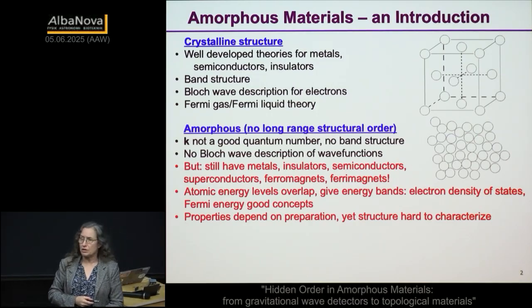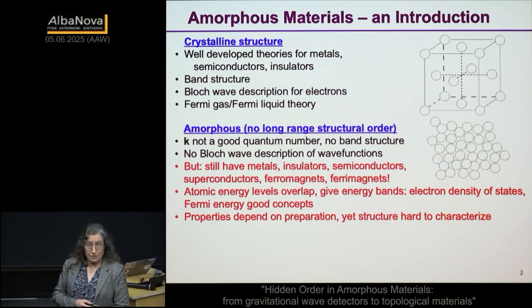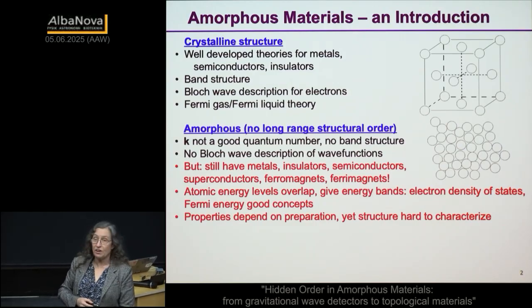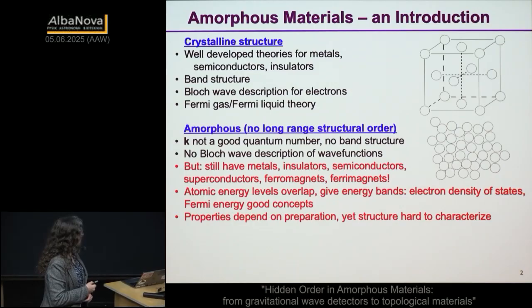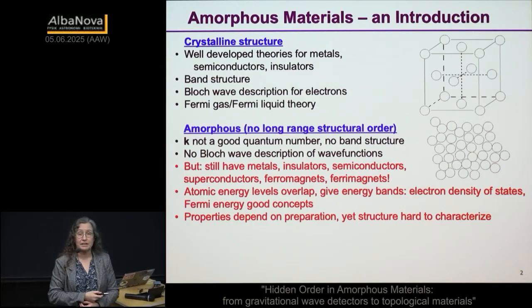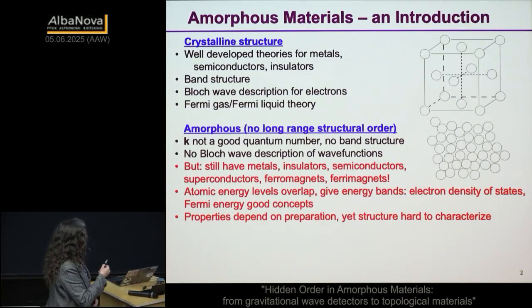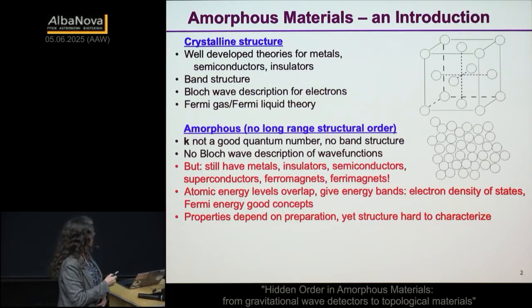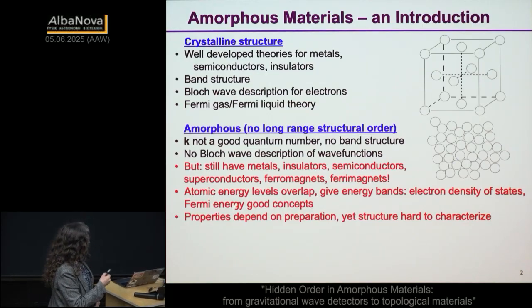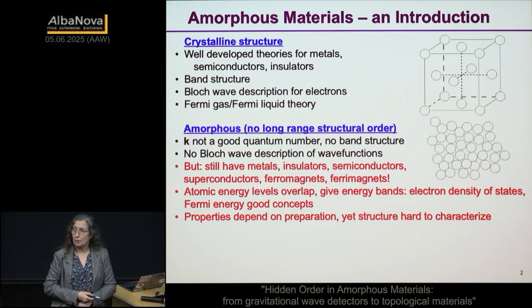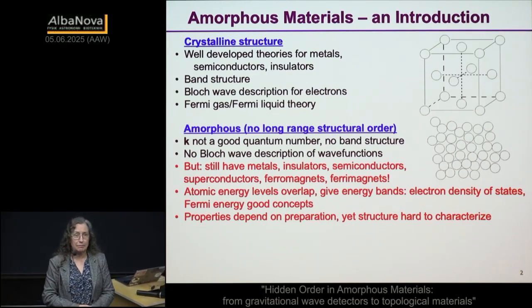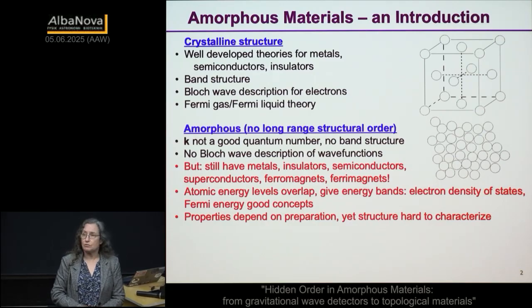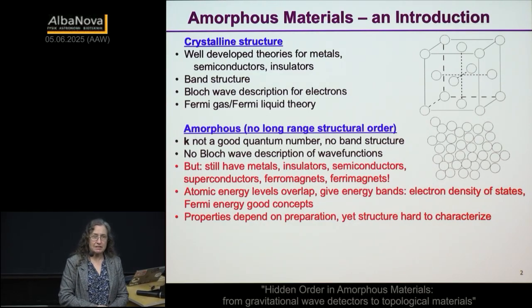And whether I'm talking about electrons or phonons, and there are phonons, and there are well-defined electrons in these materials. So I can still talk about energy bands, which means I can definitely still talk about an electron density of states. The Fermi energy is still a perfectly good concept. And kind of a bottom line, the properties depend on the preparation, and there are many amorphous materials used in many applications, not least of which, of course, is window glass, which is notably transparent.